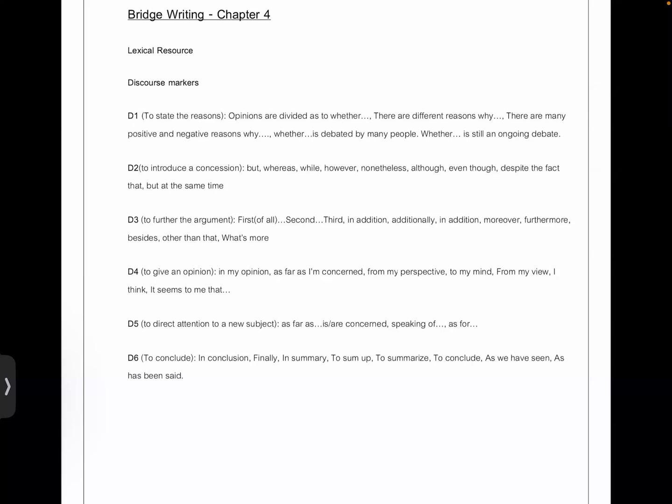D6. You use this expression to mark the concluding paragraph. You can use in conclusion, finally, in summary, and to sum up. All of this can be used to mark the concluding paragraph. All right, that's it.